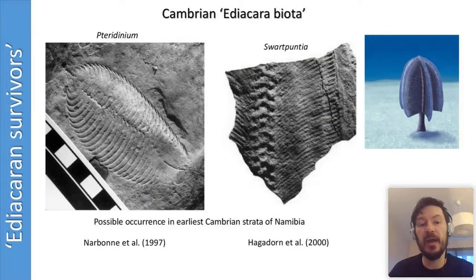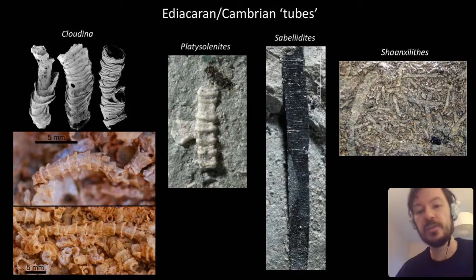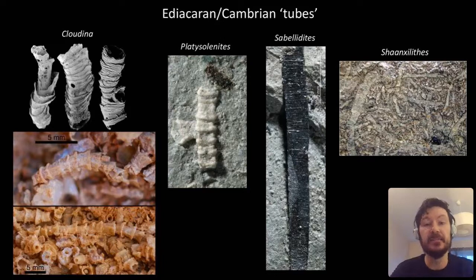So there are some rare cases. For example, the macrofossils Swartpuntia and Pteridinium potentially range just into the base of the Cambrian system in sections in Namibia. And there's also a limited variety of more or less broadly tubular fossils that were once thought to be restricted to either late Ediacaran rocks in the case of Cloudina, for example, or to Cambrian Fortunian strata, like these various organic tubes that you can see on the right here. But recent scrutiny of the fossil records of these groups has revealed that they actually range across the Ediacaran-Cambrian boundary.